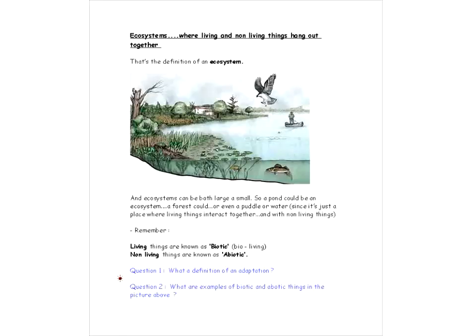Okay, so first of all, what's a definition of an adaptation? And then question 2, what are examples of biotic and abiotic things in the picture above? So I'll just let you have a little bit of a look at the picture for a while and see how many abiotic things you can find and how many biotic things you can find. We'll just take another moment and then we'll talk about the answers.